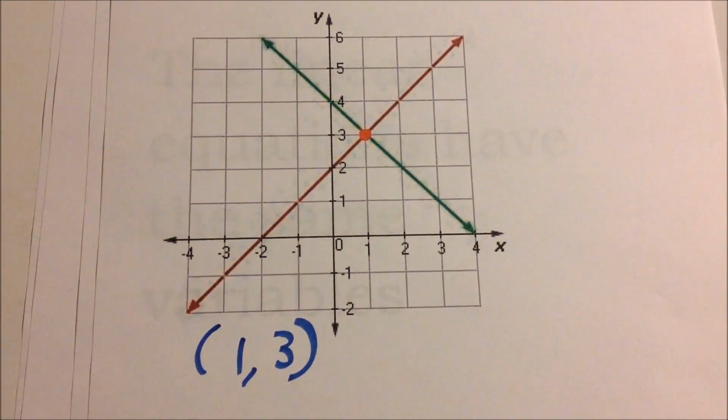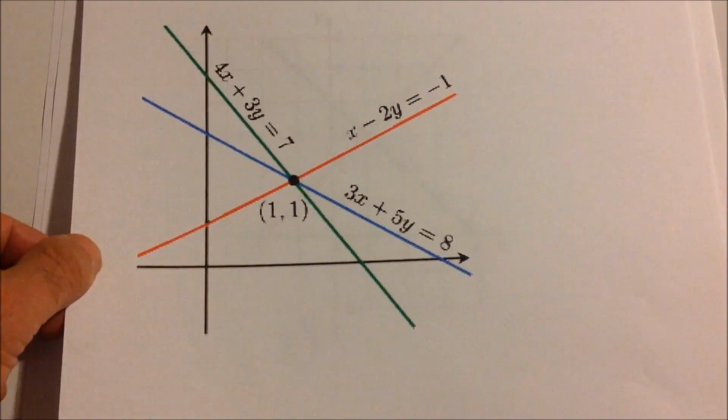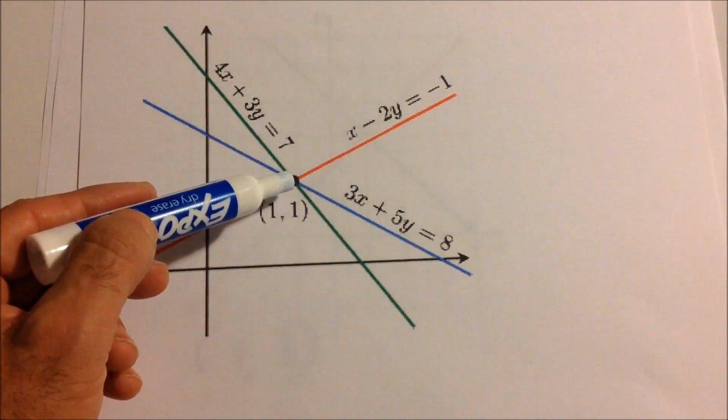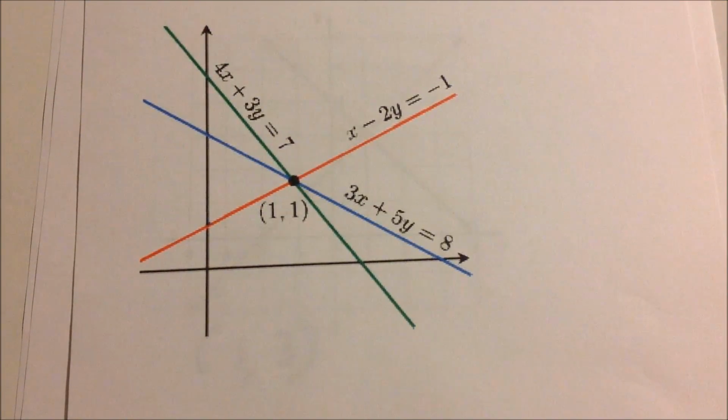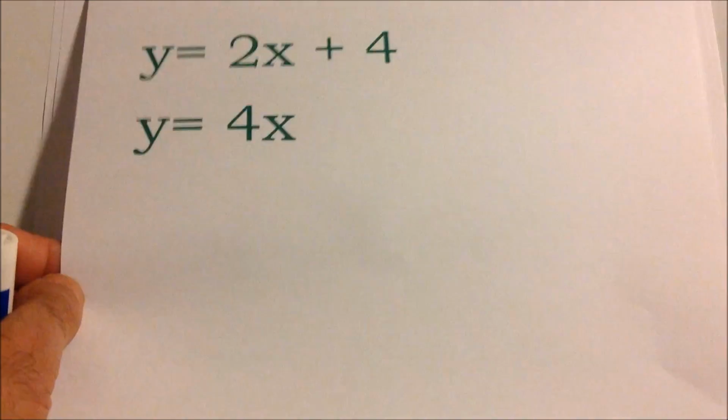And it doesn't have to be two equations. You can have 3 equations or 4 equations. So here you can see they're all meeting here at 1, 1. So that would be the solution. And there are many ways we can solve systems, but let's look at one right here.